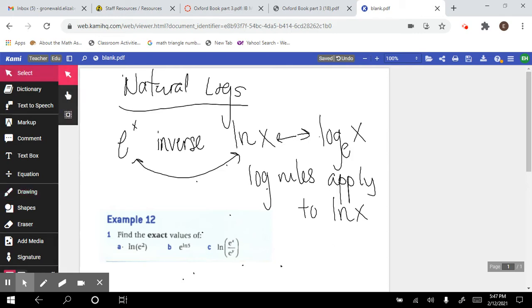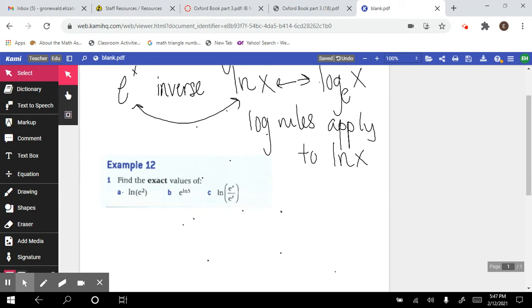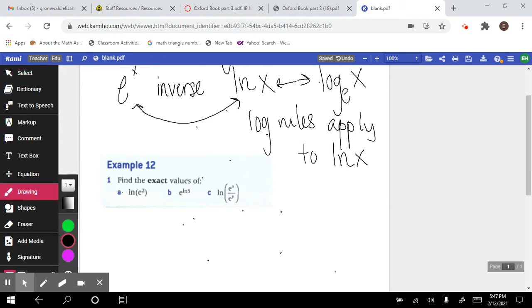So let's look at this example 12. It says find the exact value of, and then it gives us ones where the natural log and e are right next to each other. And like I said, those are inverses of each other, and the effect is that they cancel each other out. So you're just left with the value that's following e, which is 2. Same thing here. E and natural log are inverses of each other, so we're left with 5 for B.